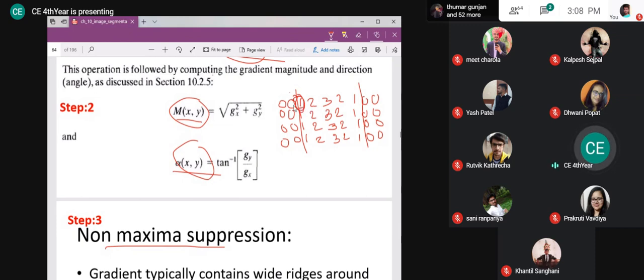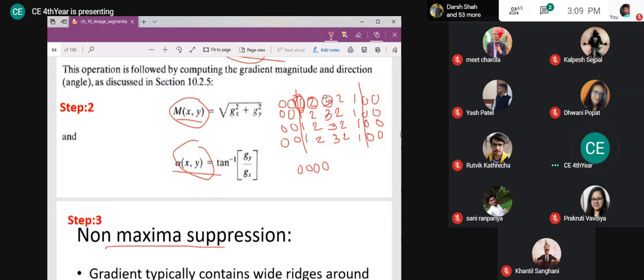So for 1, I will check it. Is it greater than 0? Yes, it is greater than 0, but it is less than 2. That means 1 is not the maximum one, and hence I will make it 0. So already I have these two zeros. Now for 2, what will be the result? It is larger than this, but it is smaller than this, and hence the result for this will also be 0.